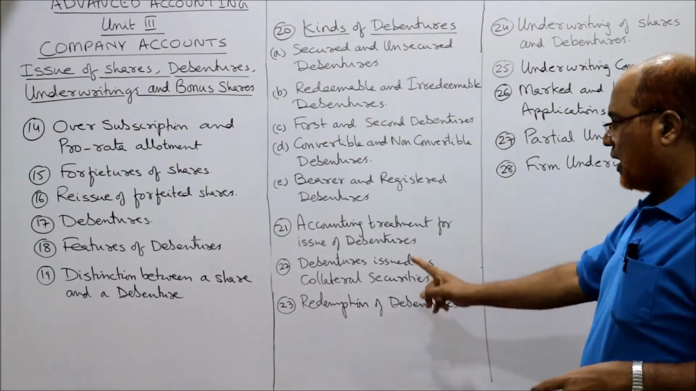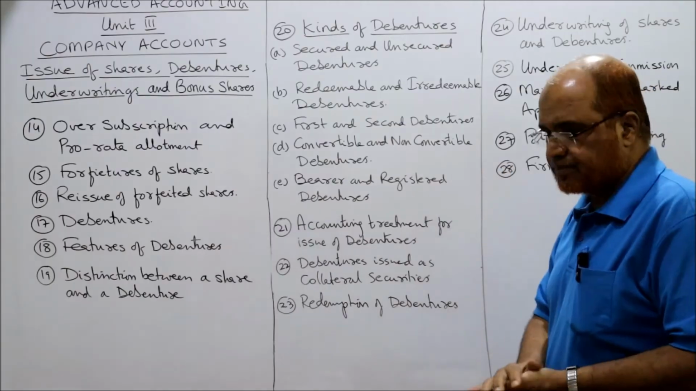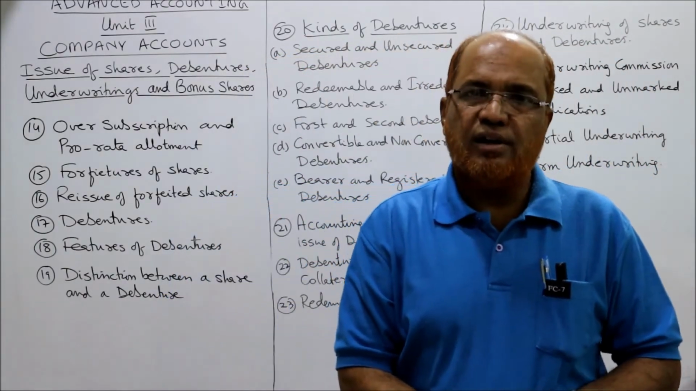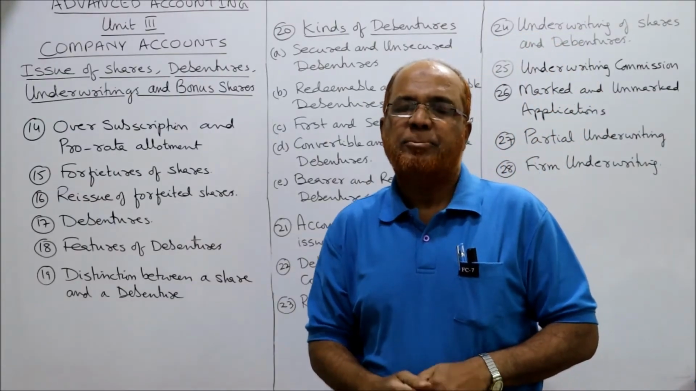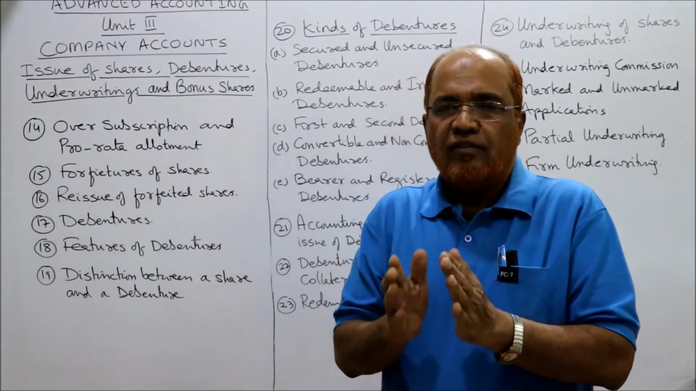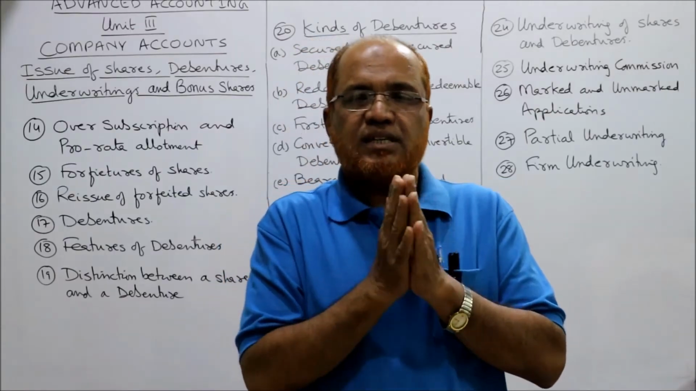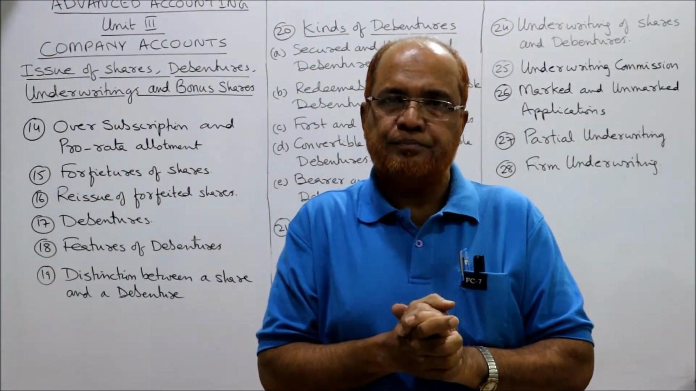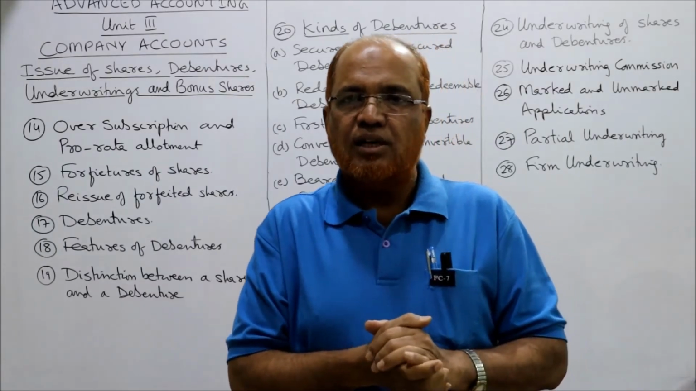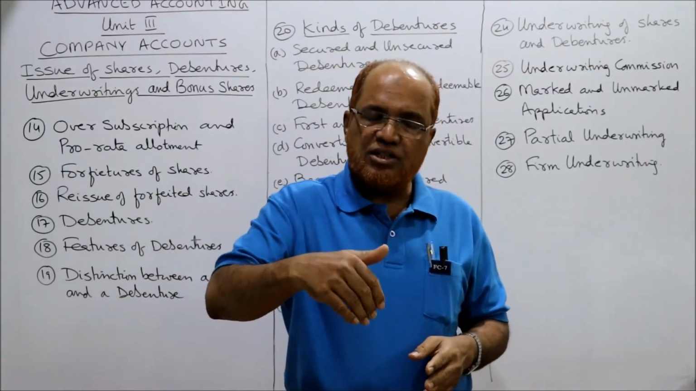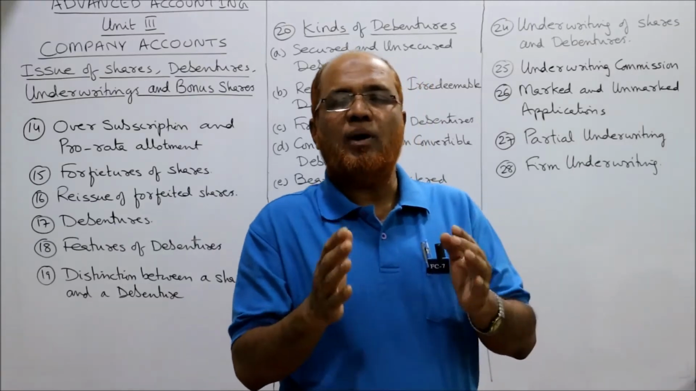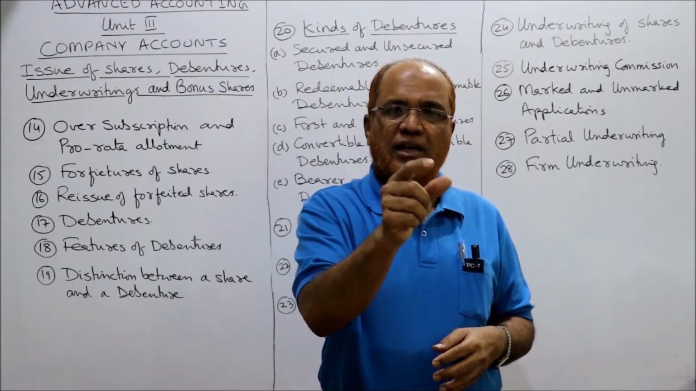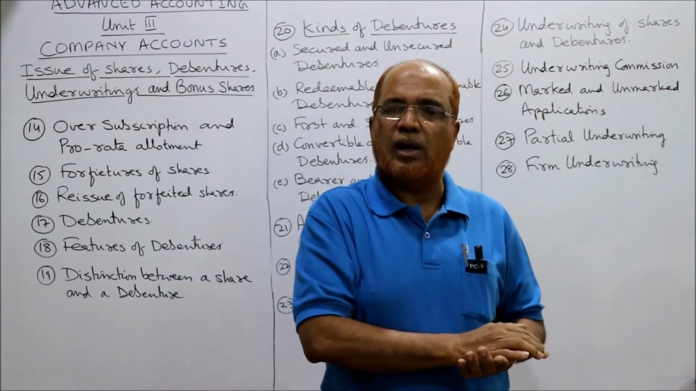Now we're moving on to accounting treatment for debentures. How will the journal entries be passed when debentures are issued? Now we have two different cases. The first case, debentures are issued for a lump sum amount. And just like shares, when shares are issued, the amount will be called up in different installments: application money, allotment money, first call, second call, like that.